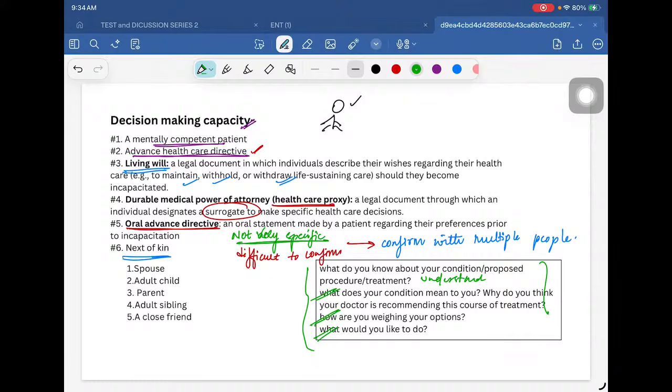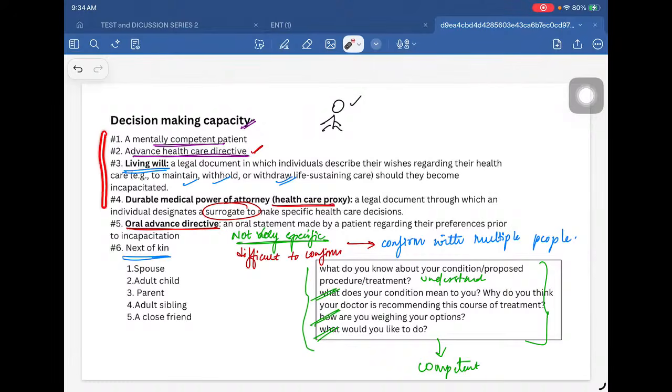If the patient is able to answer all of this, that means the patient is competent enough to make the decision. Okay, if he couldn't, then you're going to see if any of these are available to take the decision on behalf of the patient. Okay, so this is the hierarchy of the decision making.